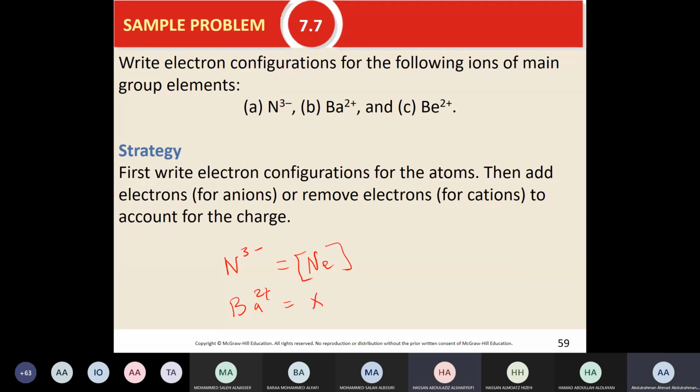Xe. Xenon. Exactly. And then is there an electron after that? 6s2. No, it's 2 plus already. So this is the structure, that's it. Okay. How about Be2 plus? What's the structure? Helium. Exactly. Because you lose the extra electrons. At the end, you'll have only 2 electrons, like helium.